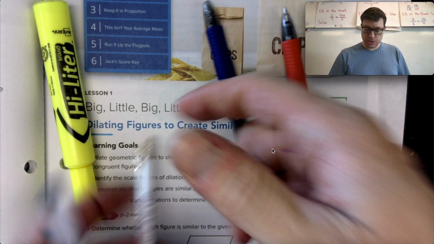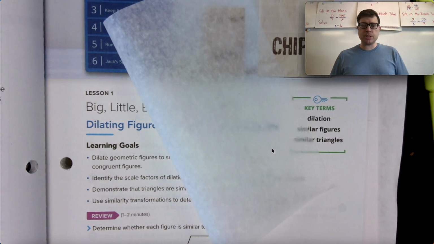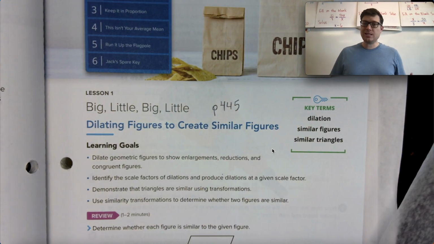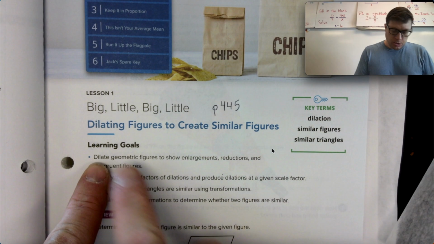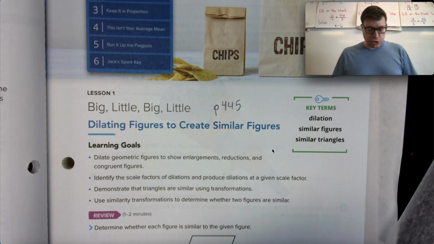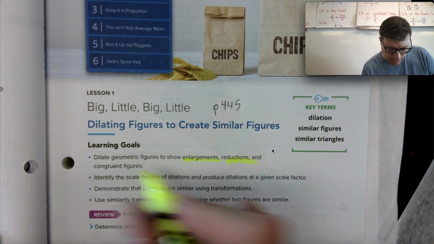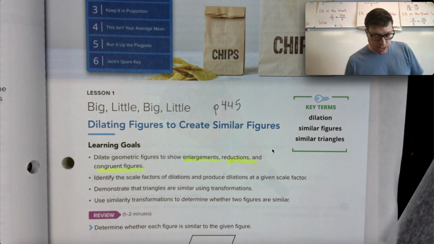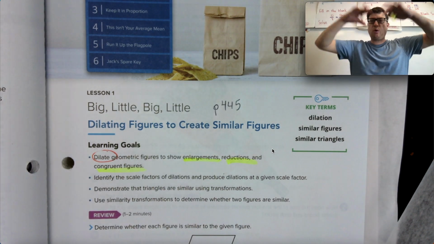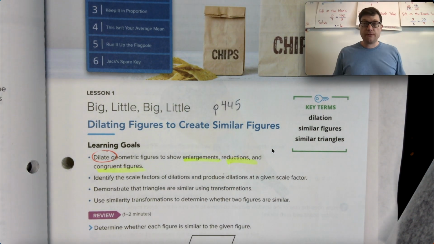Highlighters, some pens, pencils, and even some tracing paper so that you can do the mathematics of this lesson. Let's get into it. In the first one, the learning goal: dilate geometric figures to show enlargements, reductions, and congruent figures. The word dilation is going to be used to show us that the object is growing to a different size. That's what similar figures are.